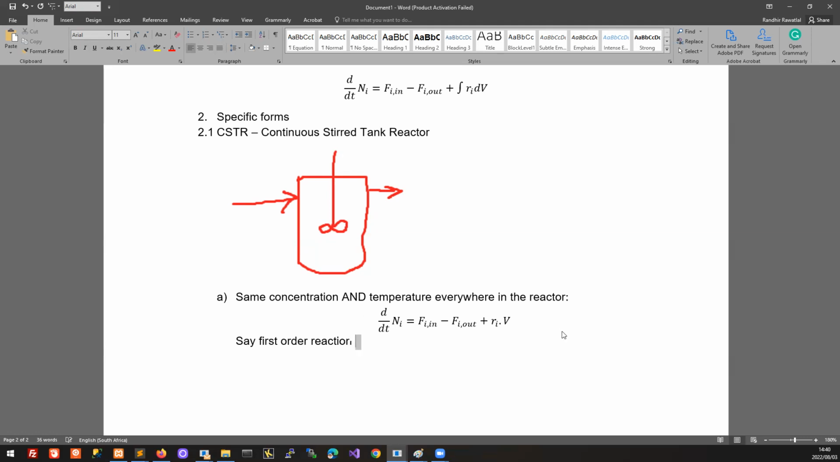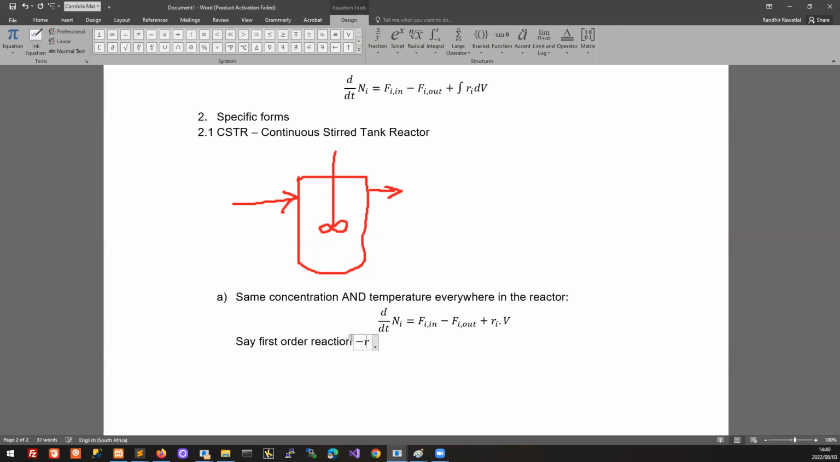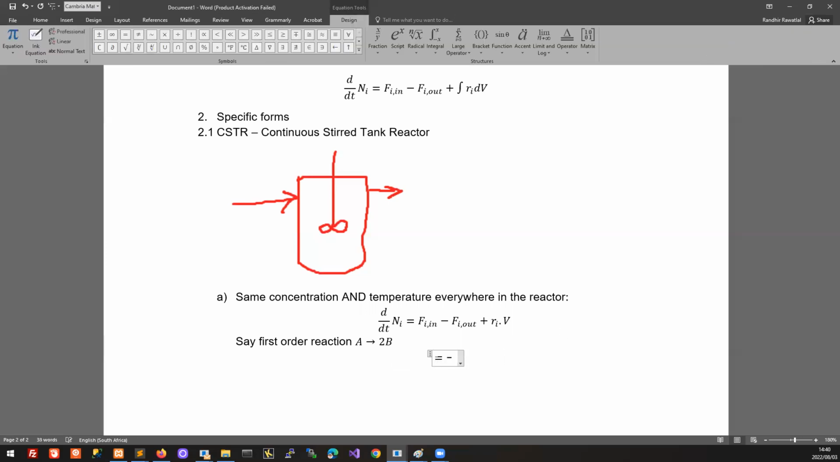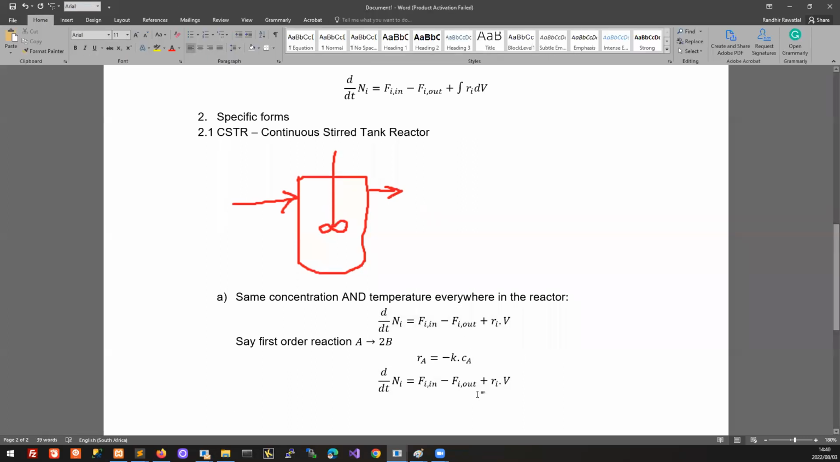Say we are looking at a first order reaction. So first, A goes to 2B, for instance. Then the reaction rate, minus RA, the rate of consumption of A, or let's just write it as RA. Component A is not being formed in this reaction, it's being consumed. So it's minus k times CA. And then our reaction looks like this. So this is going to be minus kCA.